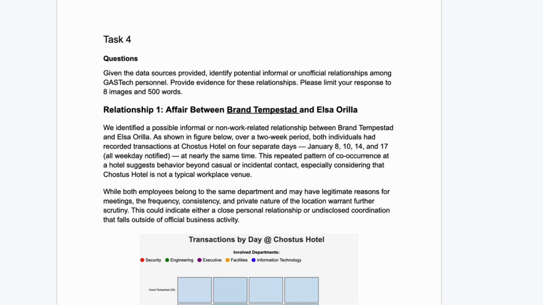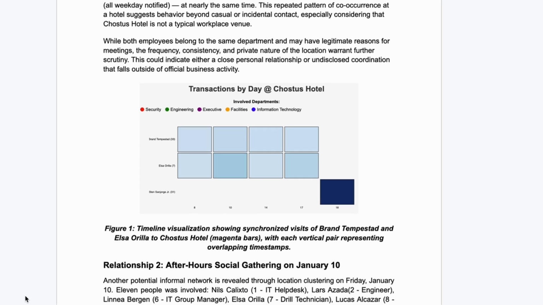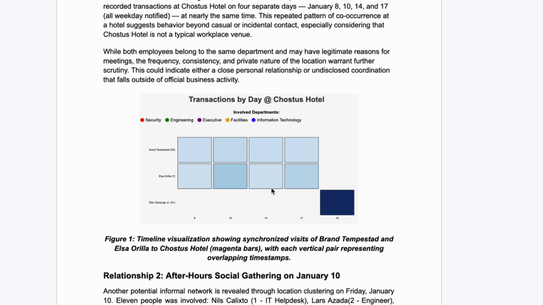So, task number 4. Firstly, we noticed repeated visits to a hotel by Brand and Elsa on 4 days: the 8th, 13th, 14th, and 17th. This isn't a common business location, so we flag it as a possible non-work relationship because it's a hotel.